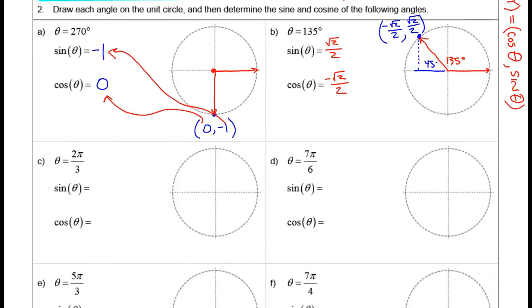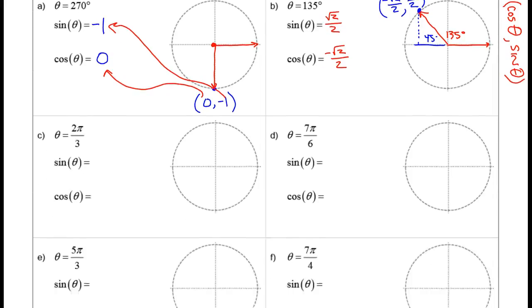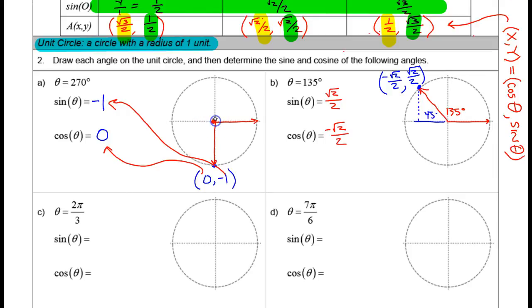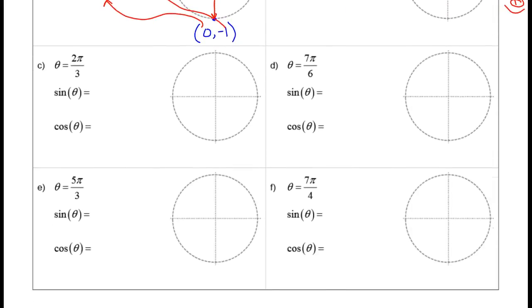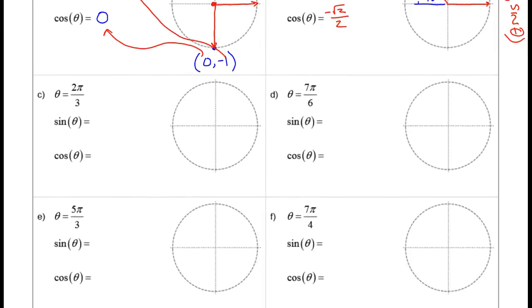Okay, let's move on to an angle that's measured in radians, and this one is 2 pi over 3. So how do we draw 2 pi over 3? Well, we start by drawing the initial side of the angle in the standard position. And then what I like to do here is think of this as 0 and this as pi. 1/2 a rotation gives me pi radians. And this is 2 pi over 3.